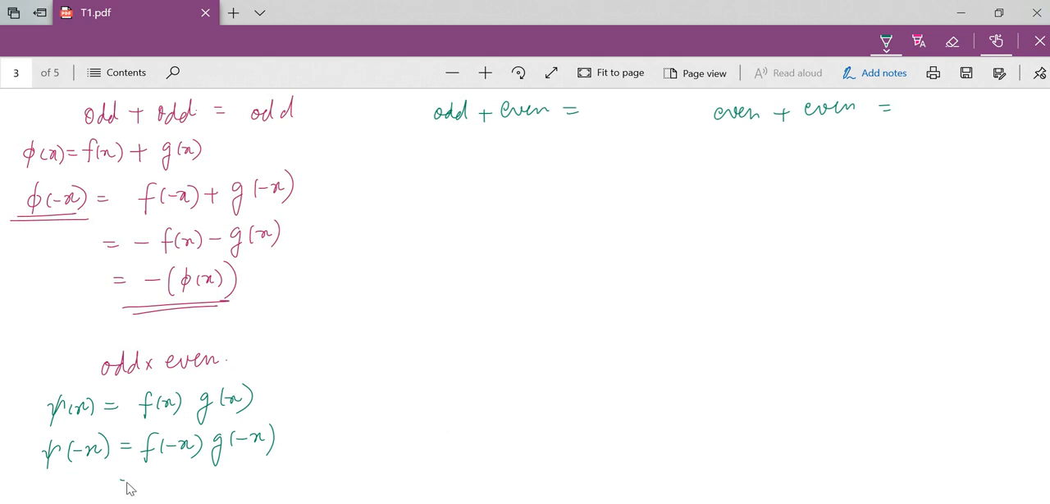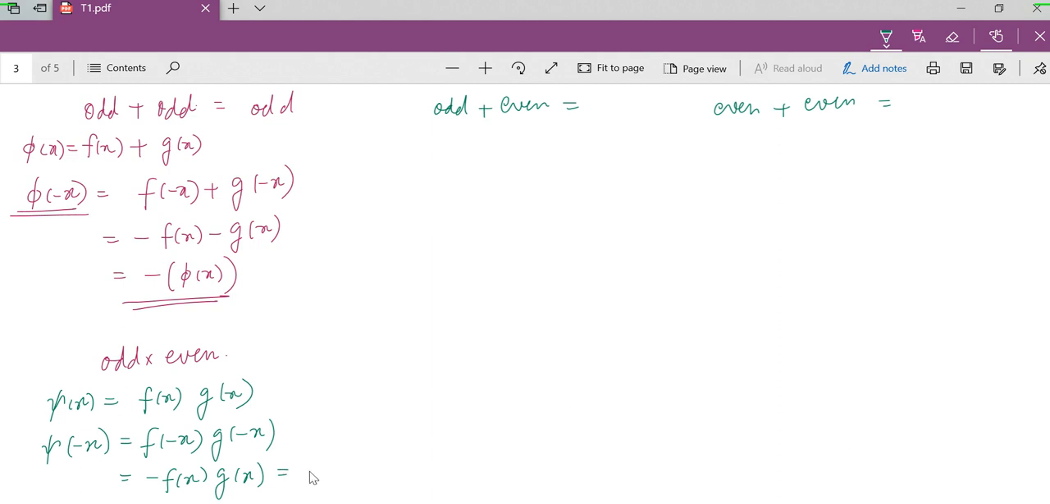Now, since my f of x is an odd function, my f of negative x is what? Minus of f of x. And what is g of negative x? Just g of x. What did you get? You get minus of psi of x. So you got that an odd function into an even function is an odd function.